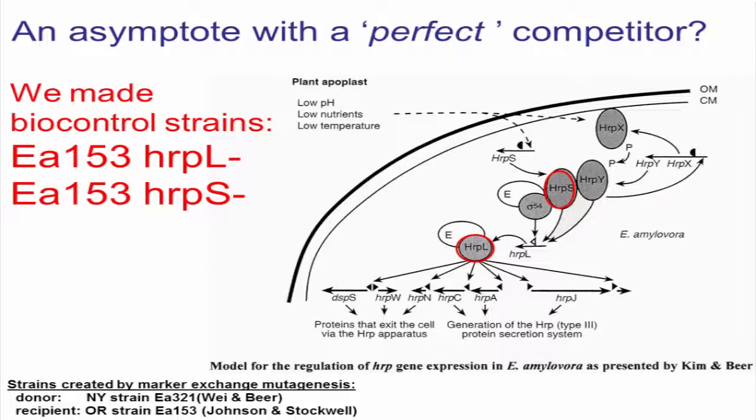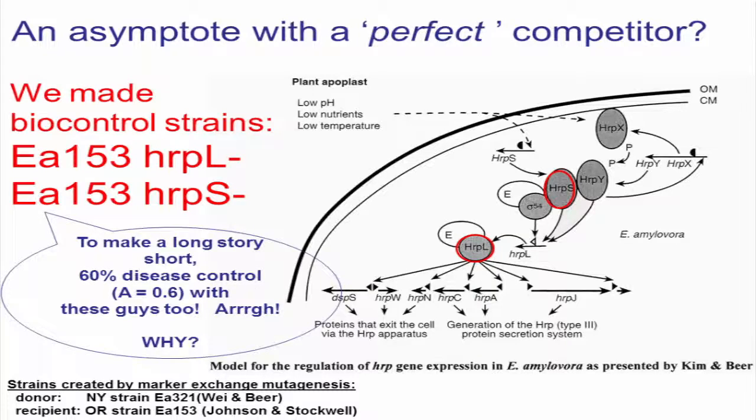And we said, well, this is about growth on stigmas. It's not about being a pathogen. It's a place where it needs to grow up its population. Then when it gets down into the plant, it can turn on its genes to be a pathogen. But if we make a competitor that doesn't have that ability, we should have a perfect competitor, right? That was our idea. And did it work? Well, to make a long story short, the asymptote was still 0.6, or 60% control, with these guys too. And so the question then was why? That was what we were trying to figure out.